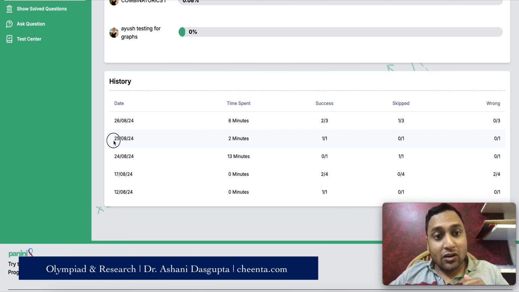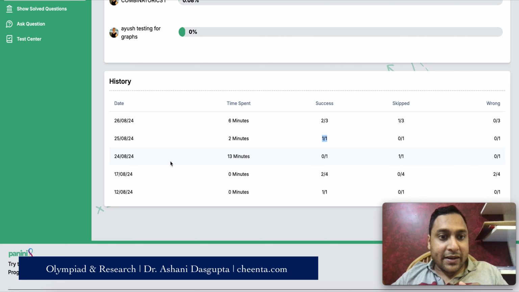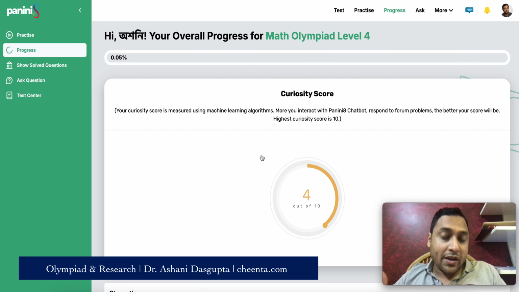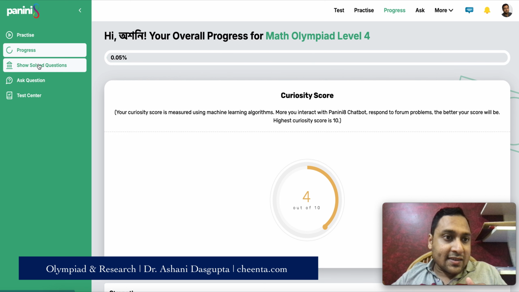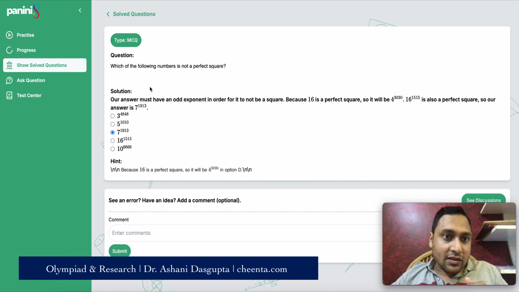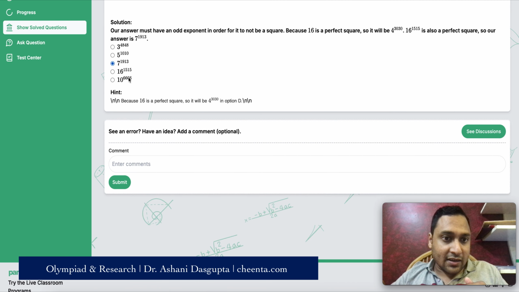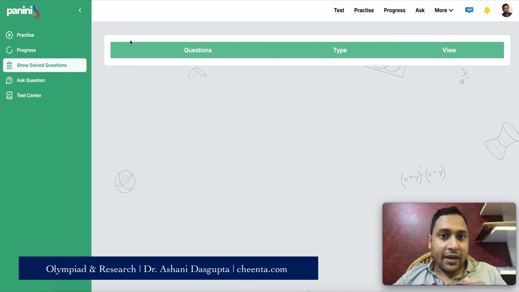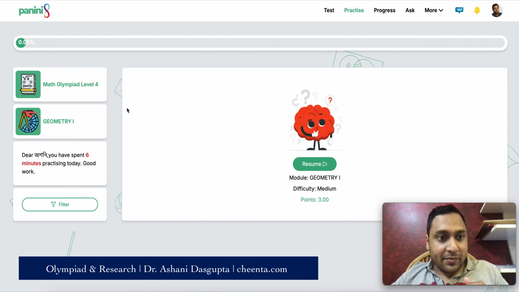For example, it says that on 25th August, I spent 2 minutes in the system. I tried one problem and I was successful in that. On 24th, I was 13 minutes in the system. So it also gives you a sense of consistency, how much work you're doing over time. You can also see past problems that you have solved. For example, this is a problem that I solved a few days ago. So it gives you the problem, the solution, the question, and all those things. If you see an error, you can also see the discussions on this question. So you can see the progress. You can go back to the practice page.